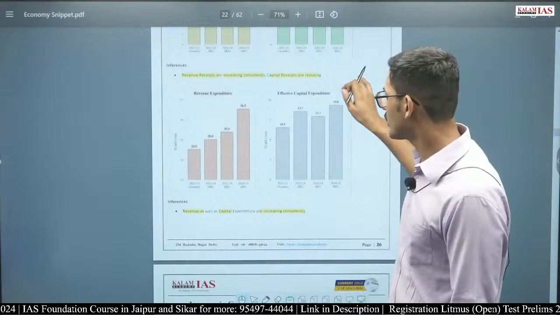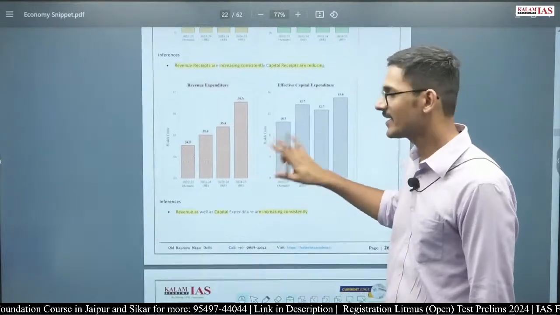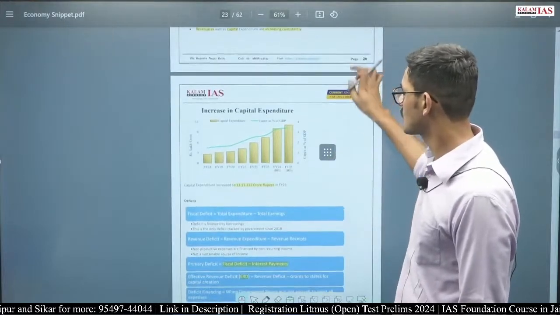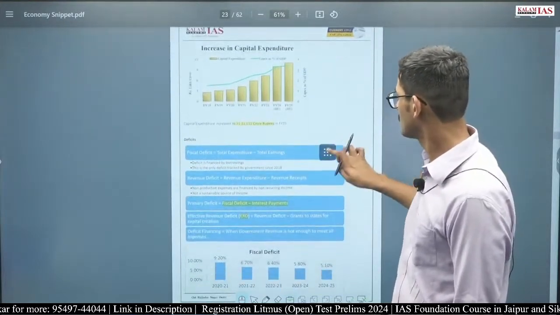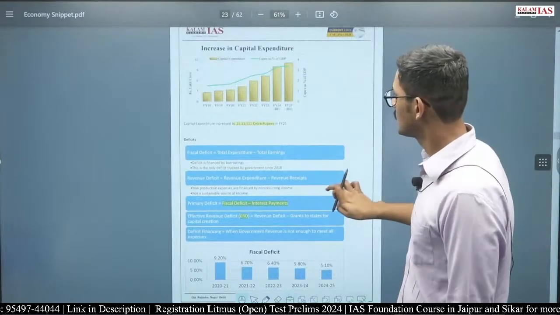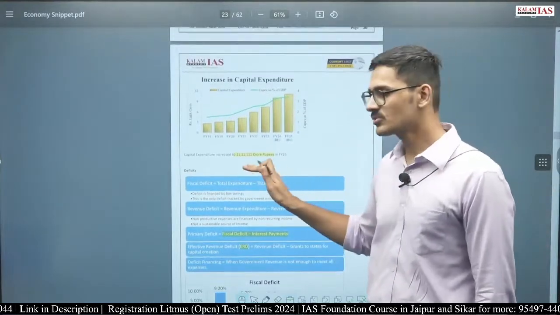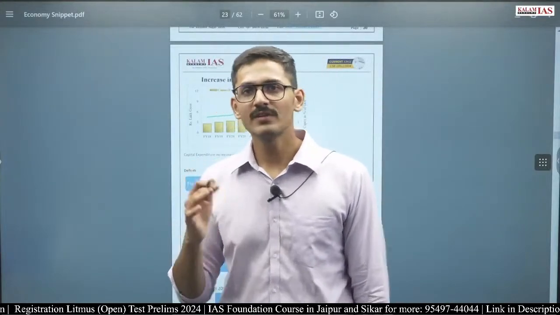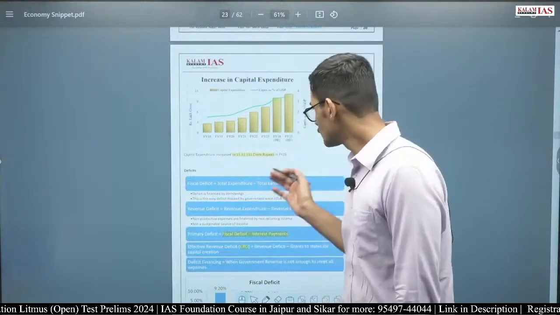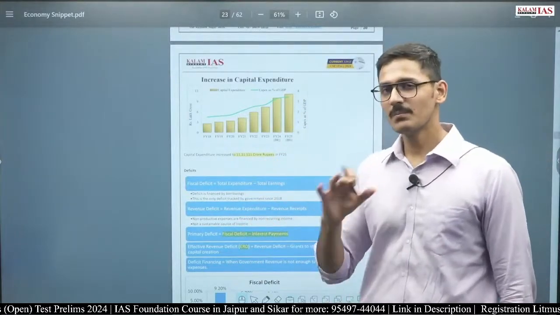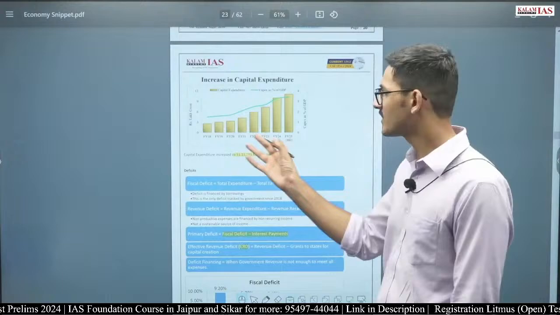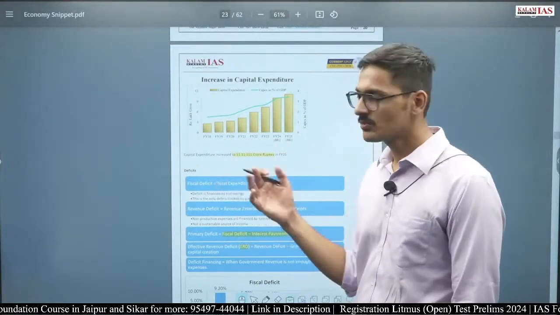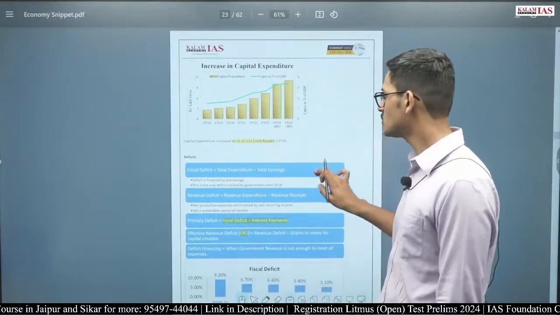Next is revenue expenditure and capital expenditure. Both are increasing for the past 3 years, revenue expenditure as well as capital expenditure. This year it was announced that capital expenditure has been increased by the central government from 10 lakh crore to 11,11,111 crore. This was announced by the Ministry of Finance and it became a big heading in the newspaper. So you should know this figure, that capital expenditure has increased from 10 lakh crore to 11,11,111 crore in the financial year 25.